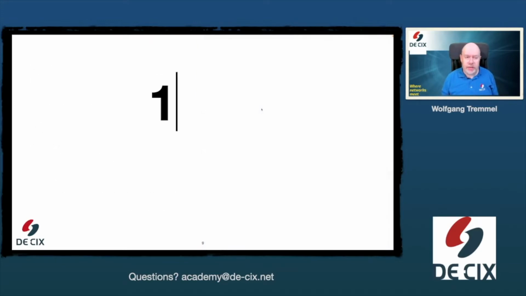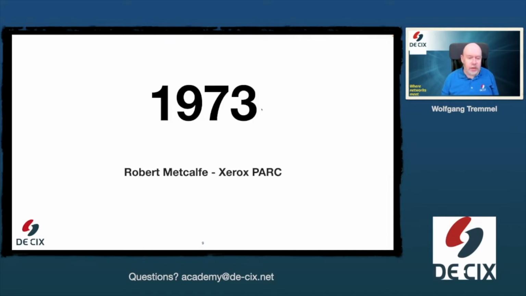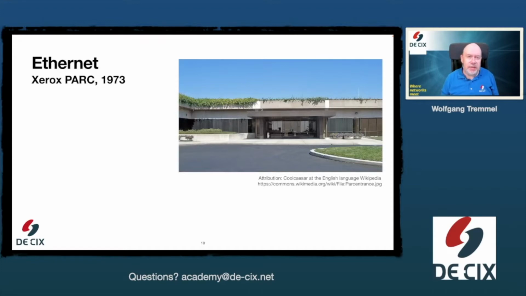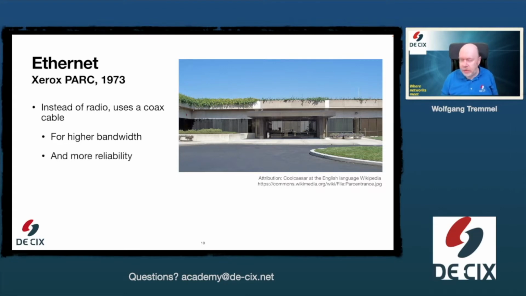Let's go forward 2 years and let's go to the Palo Alto Research Center of Xerox and to a man named Robert Metcalfe. The Palo Alto Research Center of Xerox brought us quite a number of inventions. For example, the mouse you are using was also invented there. And in 1973, Robert Metcalfe had the idea, instead of using radio, to use a coax cable. That had quite some advantages, like he could do higher bandwidth and also it was way more reliable. But the idea of transmitting on a coax cable was inspired by ALOHA-Net.